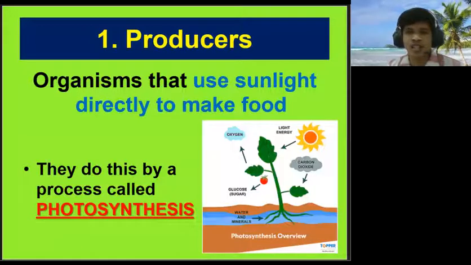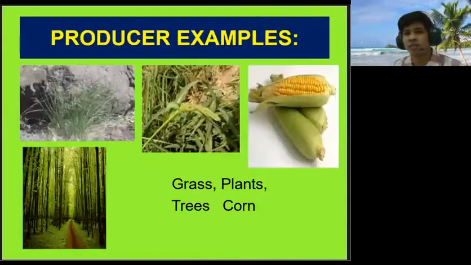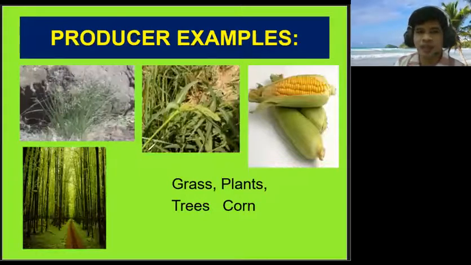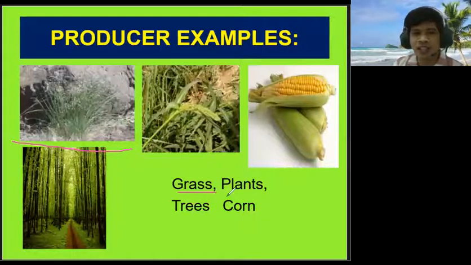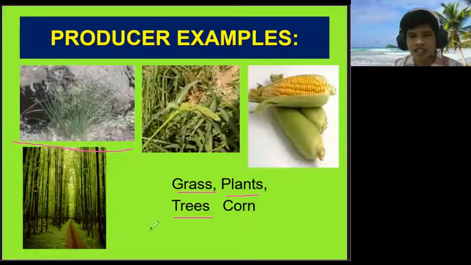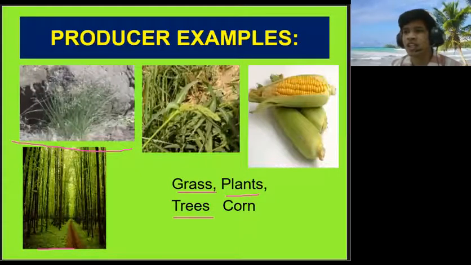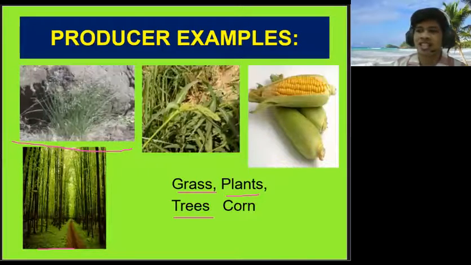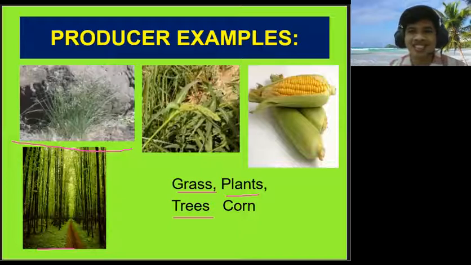The following are examples of producers. Okay, starting from the grass. We also have plants, different kinds of plants, trees. Okay, trees, corn, vegetables, all of them. Okay, all of them are examples of producers. They are different kinds of plants, right? Next slide. Clear na? Understand? Okay, I hope you understand the producer.